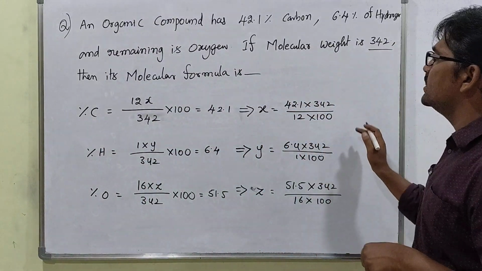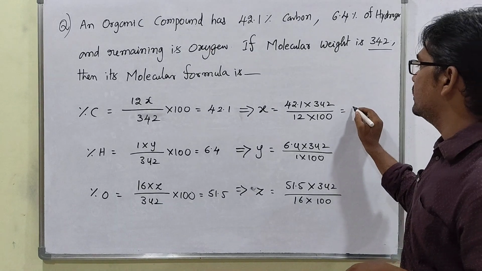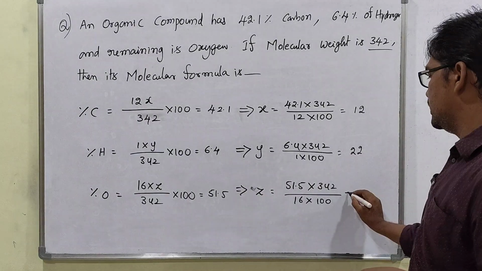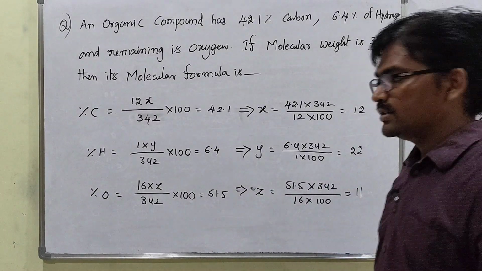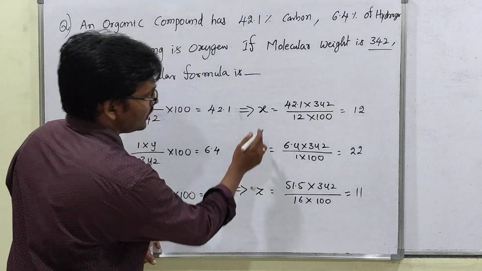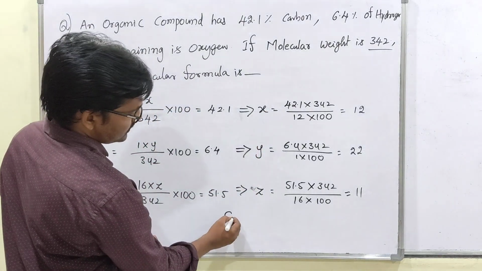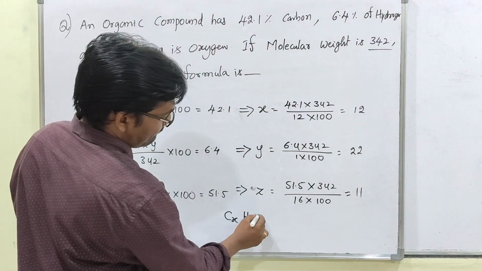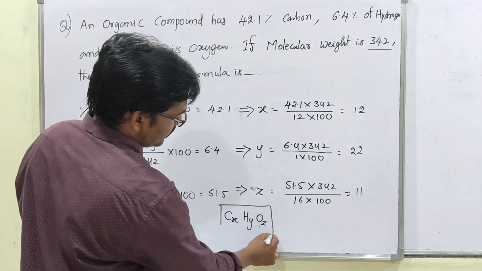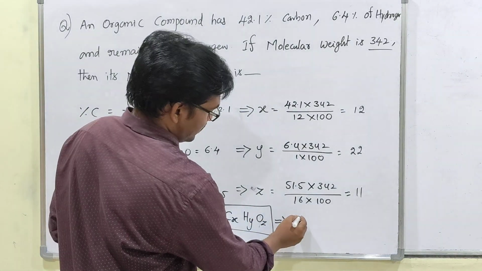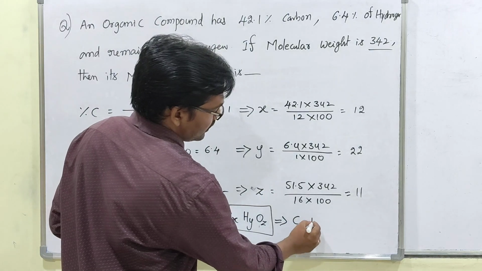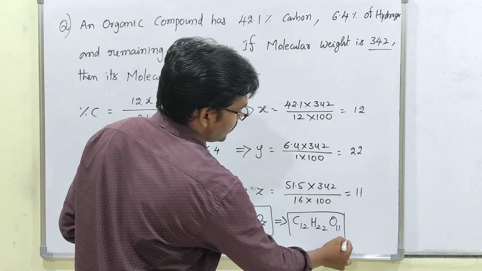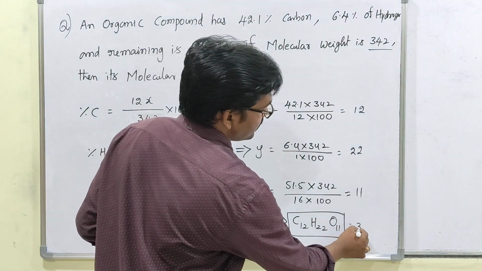If you do this, the x value you can get is approximately 12, the y value is 22, and the z value is 11. So the molecular formula is C(x) H(y) O(z), which is C12H22O11.